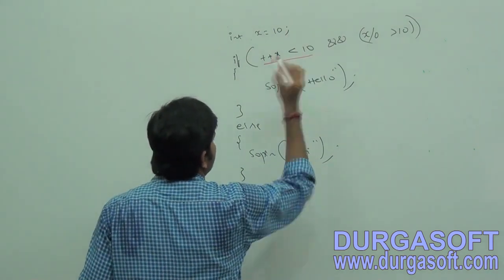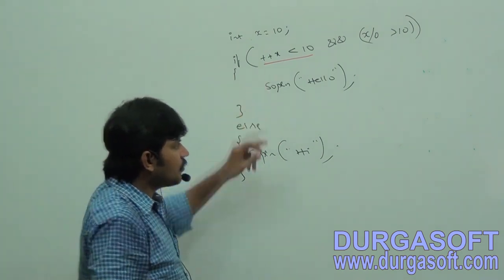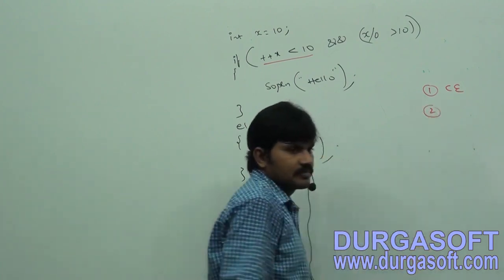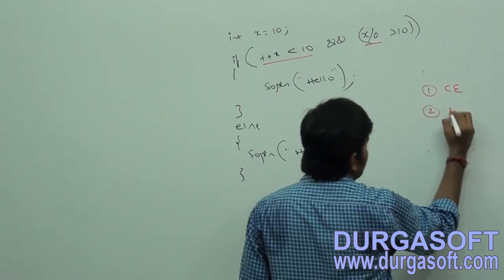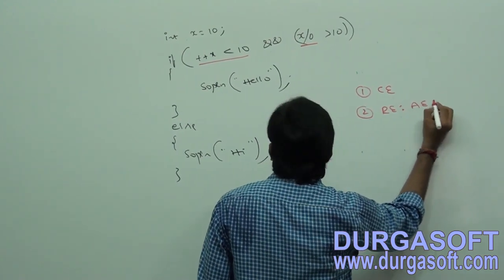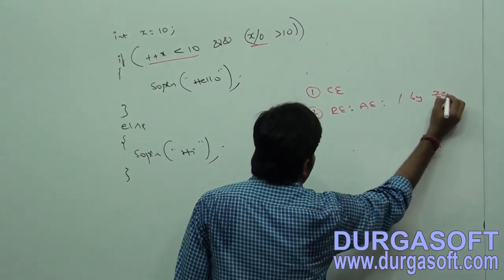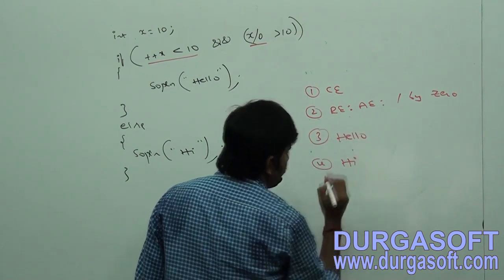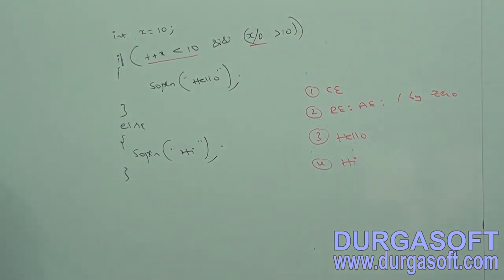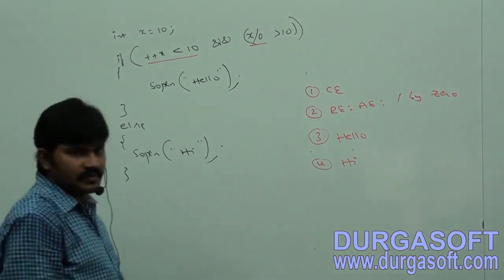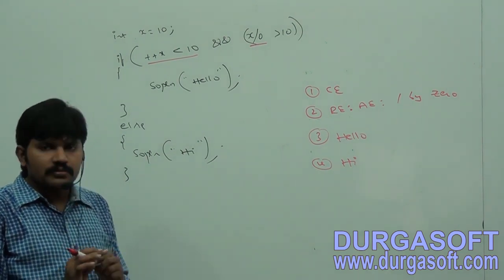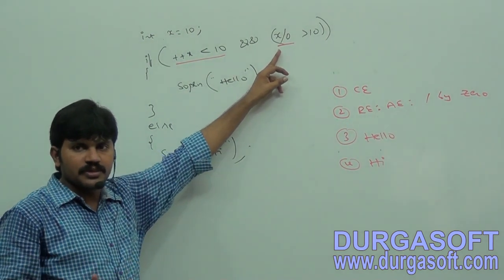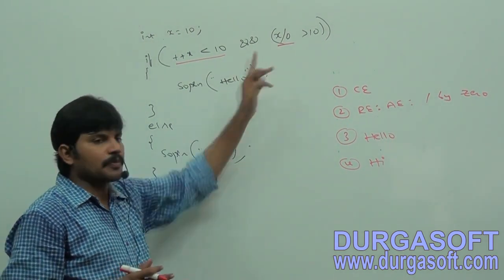Here just observe. First option, compile time error. Second option, runtime exception, arithmetic exception, division by 0. Third option, hello. Fourth option, hi. Now, which one is correct? By overlook, most of the people say, sir, 10 by 0, division by 0, arithmetic exception. Most of the people are going to fail.